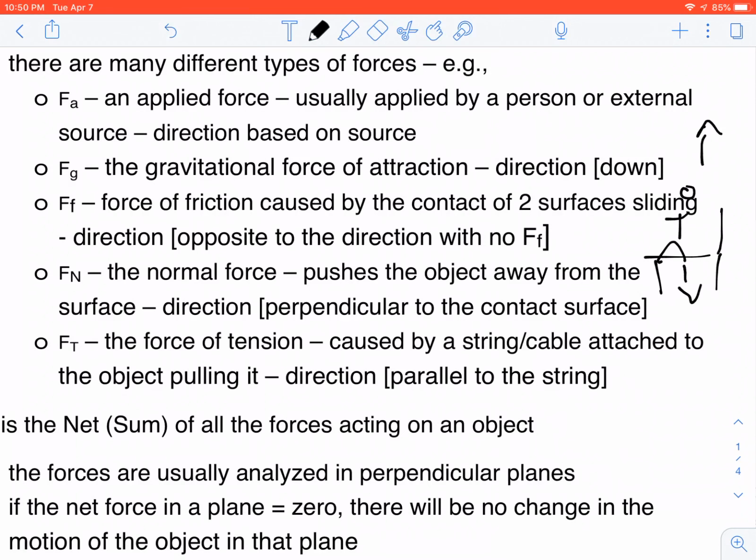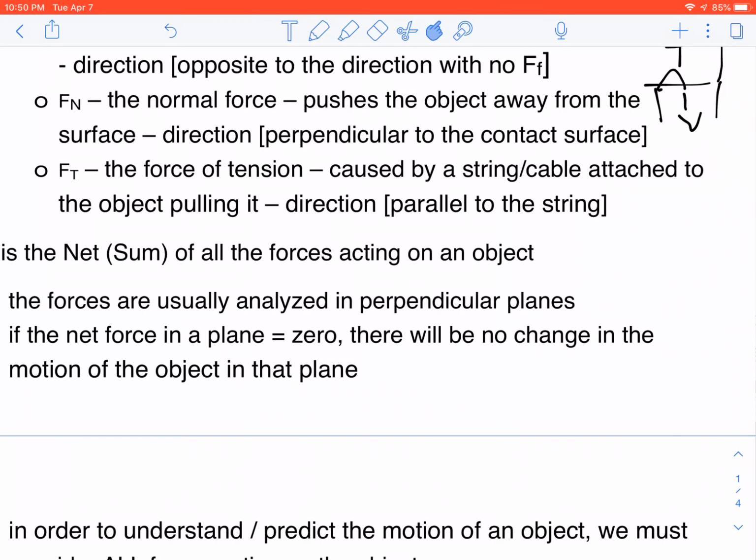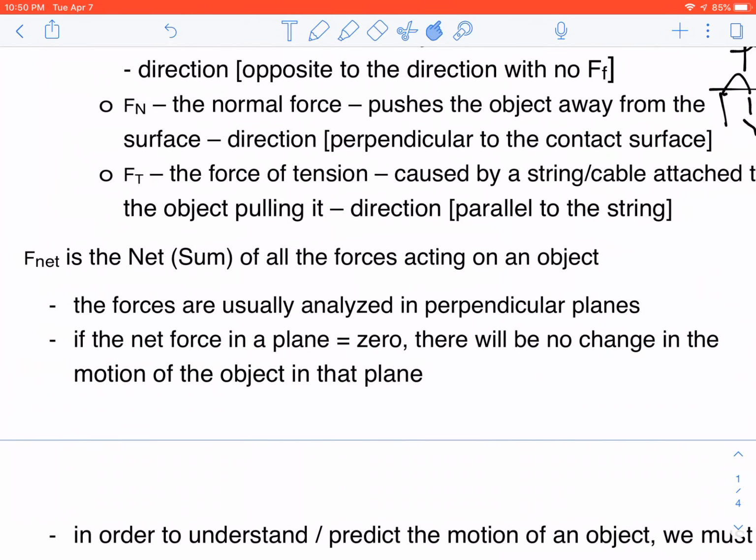Now, the other one that's often going to be used here is the force of tension. And tension is usually when we've got an object that's attached to a string or a cable or a rope or a pulley. And what's happening is I'm using that cable or string to pull the object. I'm not touching the object directly. I'm using the string as an intermediary between myself and the object that I'm pulling.